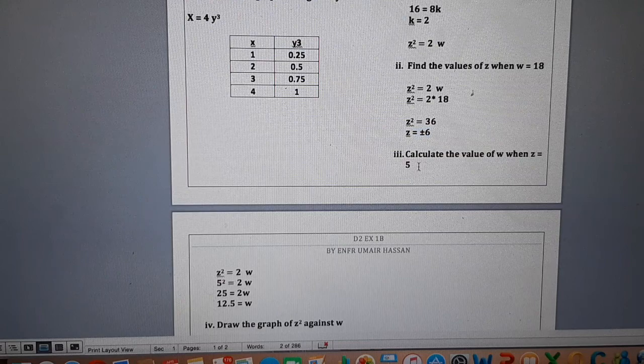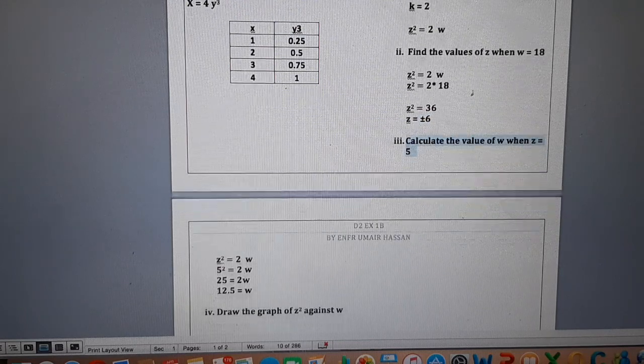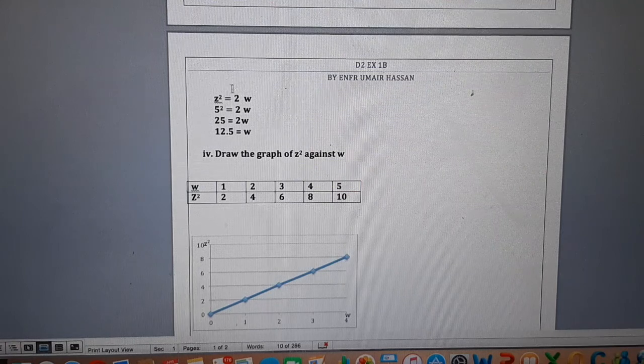And in the last part, you have to calculate the value of w when z is 5. Now we have to use the same equation, z square is equal to 2w. Now z is 5. 5 square is 25. 25 over 2 will give you 12.5. So the value of w is 12.5.